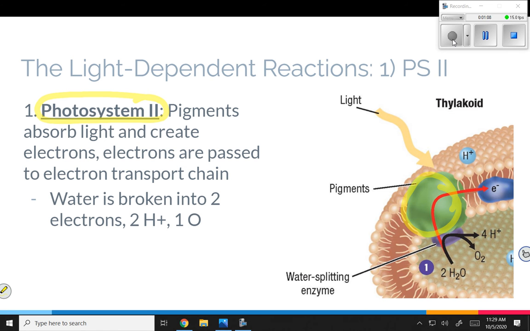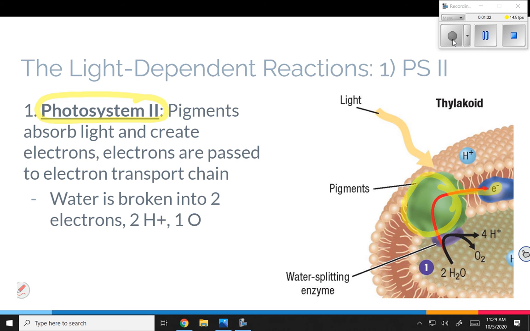So sunlight is going to strike the plant, photosystem 2 is going to absorb the light, and it's going to create these high energy electrons. Here you can see a high energy electron going on its way. After the electron leaves, we need more electrons. Like the electron is going to leave photosystem number 2, we have to get new electrons from somewhere.